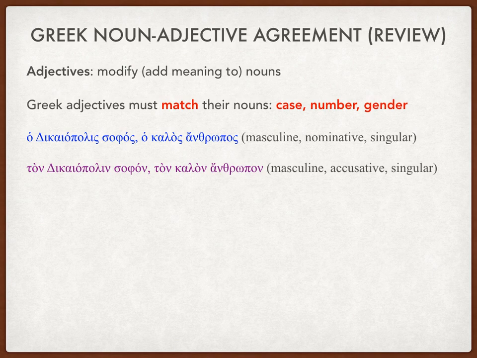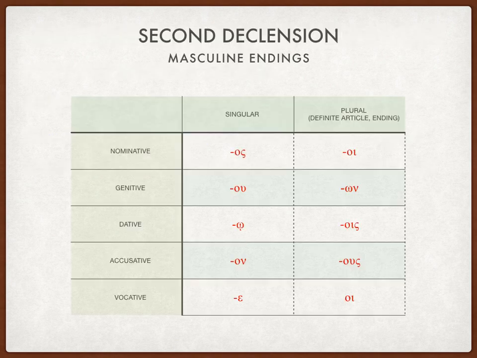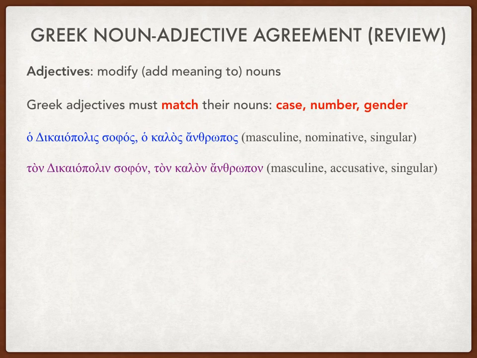However, if I want to take those nouns and adjectives and say they're not the subject in my sentence, they're the object, maybe I hit wise Dicaiopoulos, or I hit the beautiful man for whatever reason. I don't know why I would do that, but let's say I will. I would put them in the accusative, so I have to change both of them. So then I'd say ton Dicaiopolin sophon or ton kalon anthropon. They're now masculine accusative singular. Remember, that's that on ending from the accusative singular towards the bottom on the left, used for both.